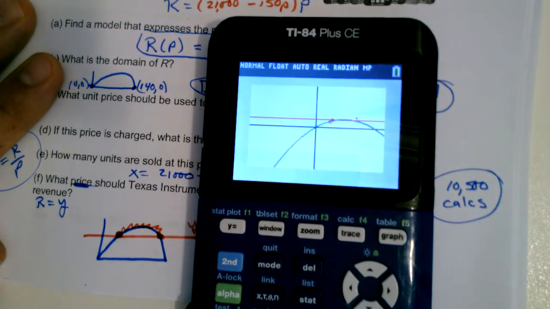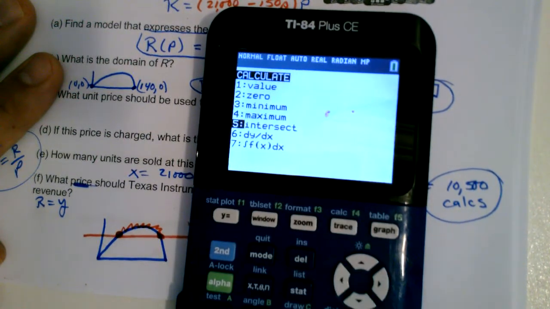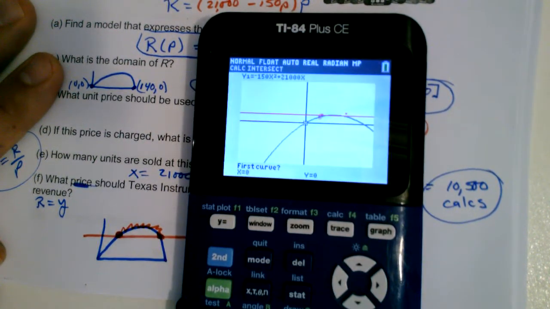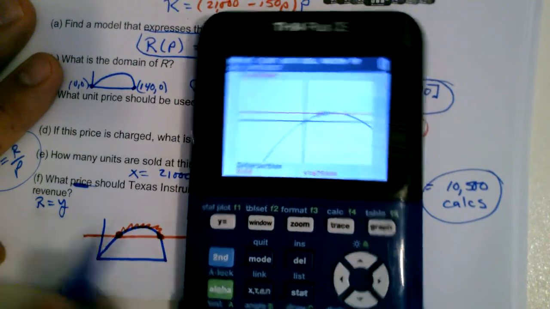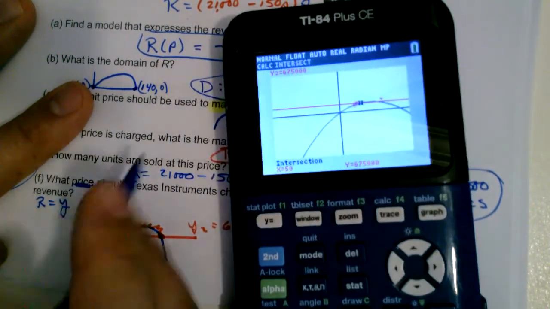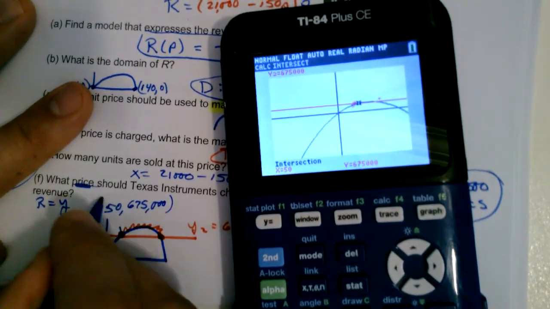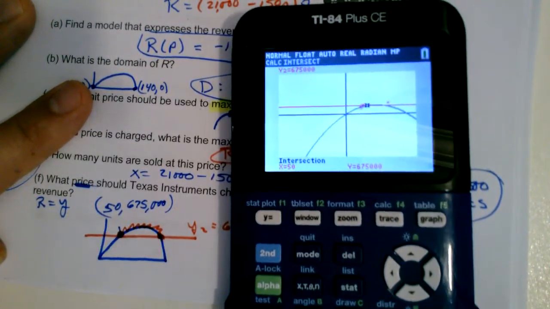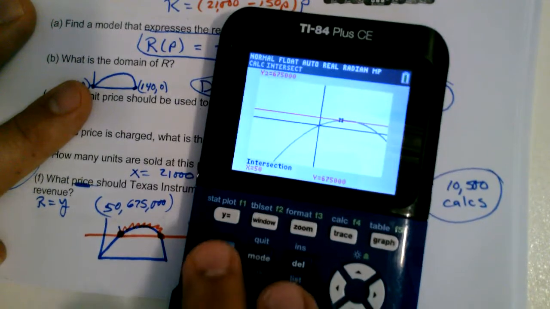All right, let's find that. Second trace, intersect. First curve enter, second curve enter, guess. Jumps to the intersection. So this point right here is at 50. So I have 50, comma, 675,000. Let me know if you're not getting that. A lot of calculator stuff today.